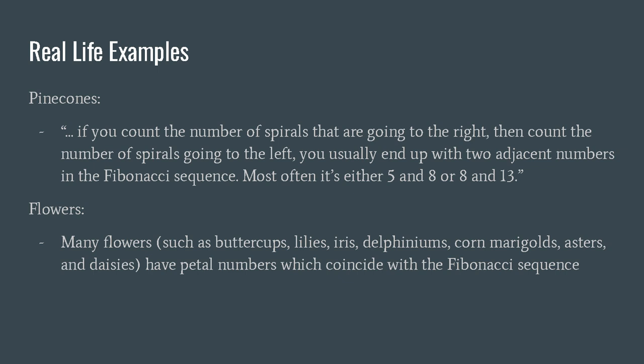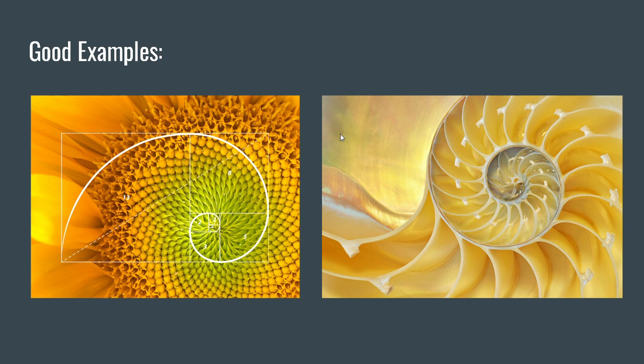I want to say buttercups are like 5, lilies are 3. You can look all of these up. It's very interesting, but we don't have all the time in the world to talk about every flower. So next I'm going to show some good examples of the golden spiral.